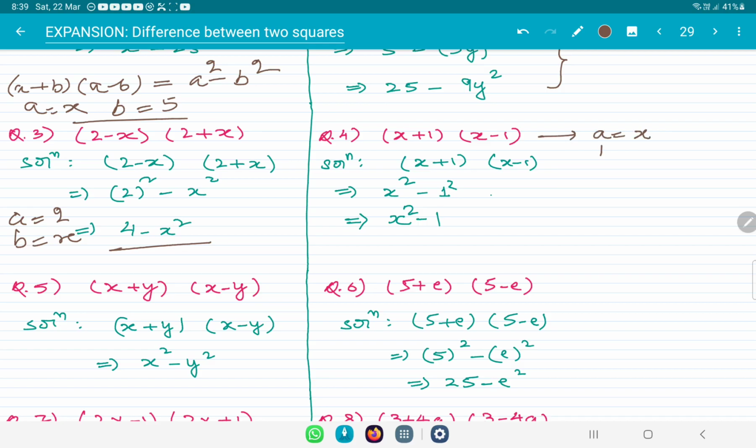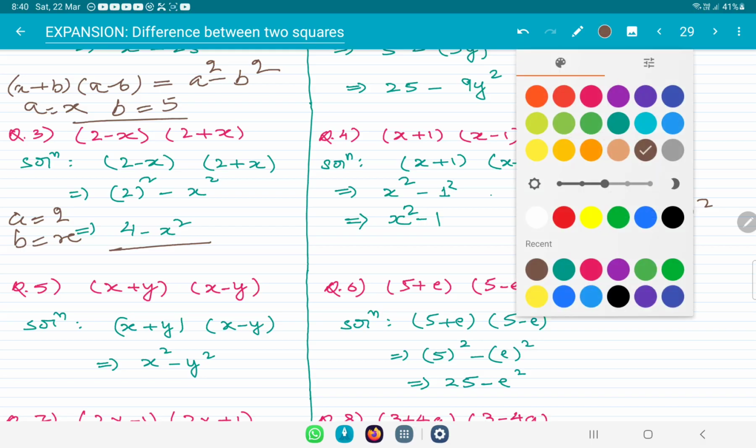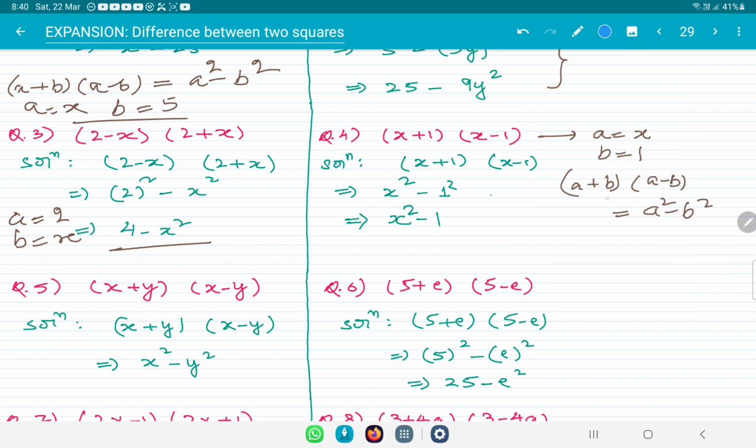A is x. What is b? B is 1. Just put in: a plus b into a minus b is equal to a square minus b square. Yes, see another thing which is important. I am doing it with blue color. See here, can we write a plus b into a minus b as a minus b into a plus b? So yes, okay.